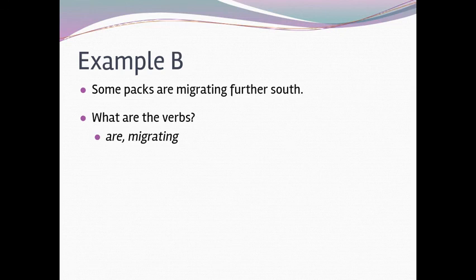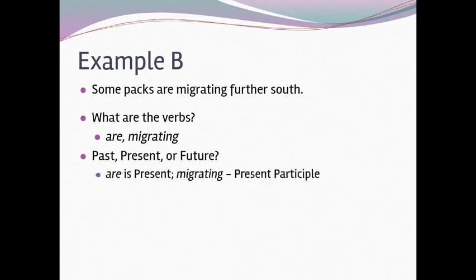So of those, if I'm trying to decide past, present, or future, migrating, the participle, will not tell me past, present, or future. Migrating does not tell me that. The helping verb are is going to tell me. So is are present, past, or future? Well, will or will be would be the future. No. Was or were is past, so that means are is going to be present. Migrating is just a present participle, but that's important to notice. Be plus ing. So are is a helping verb.